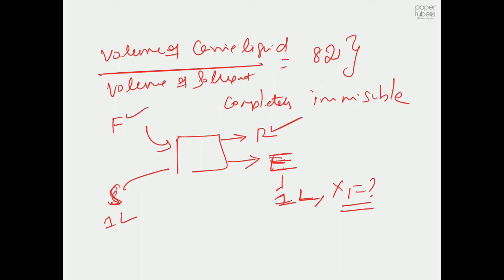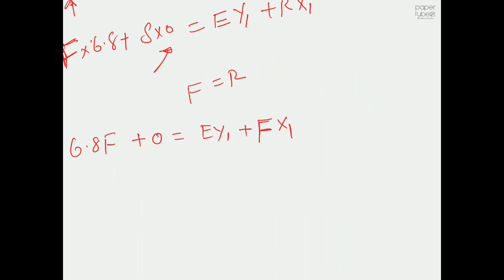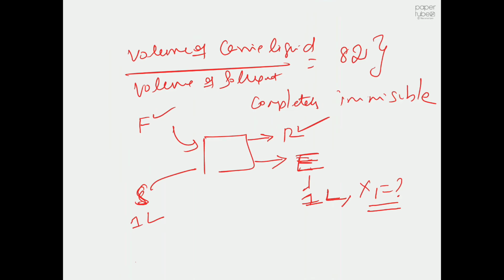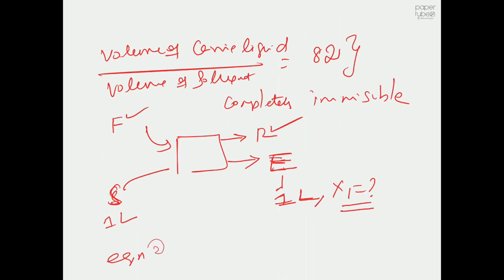So if you have this assumption, what we can do out of this, let's give this equation some number. Let's call it equation 2. So we can divide equation 2 by E on both sides.